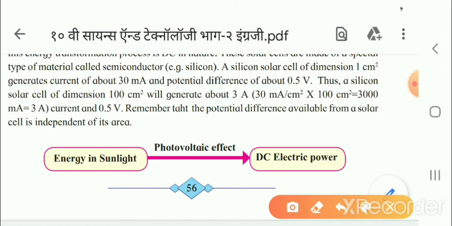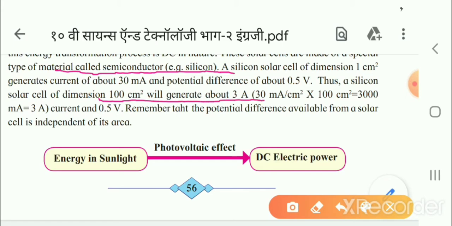Now here we can see a specific type of material is used, that is a semiconductor called silicon. A silicon solar cell of dimension 1 centimeter square generates a current of about 30 milliampere and a potential difference of 0.5 volt. So a silicon solar cell of dimension 100 centimeter square will generate about 3 ampere. How much ampere children? About 3 ampere.